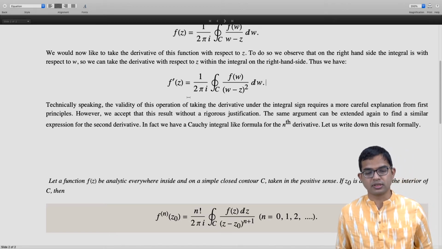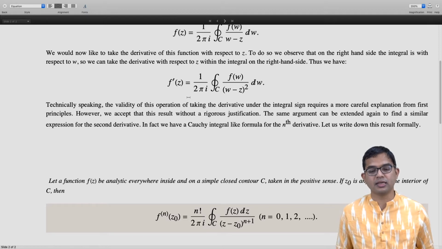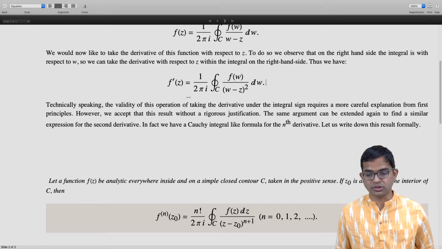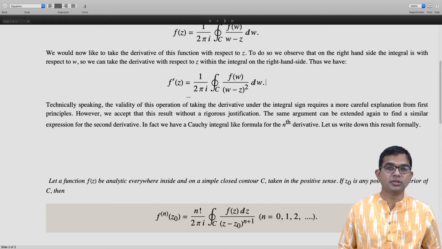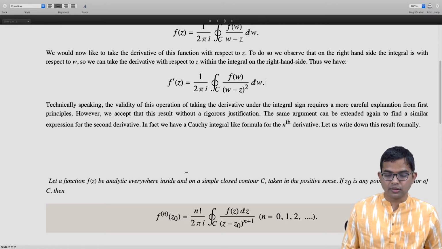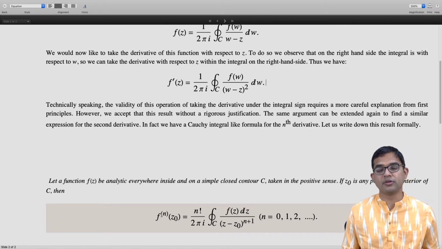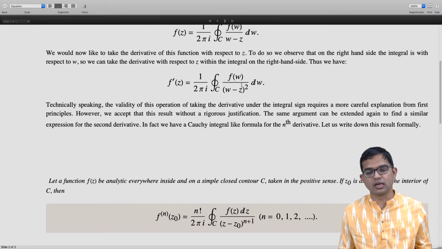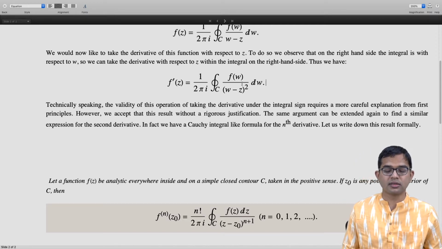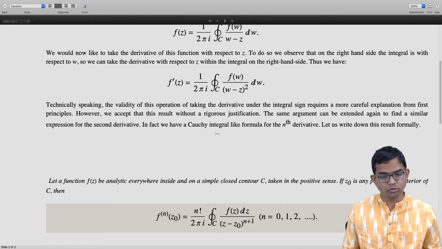And so in general, the result is that if a function f of z is analytic everywhere inside and on a simple closed contour C taken in the positive sense, and z naught is your point of interest, which is in the interior of C, then we can find out the nth derivative of this function, and the value of this at the point z naught is simply given by n factorial divided by 2 pi i, right? So this factorial will come in because when you take a derivative once, it's just w minus z squared, but if you take a derivative again, then you'll get 2 divided by w minus z the whole cube, then you'll get a 2 times 3. So in general, at the nth derivative, you're going to get an n factorial divided by 2 pi i as it is.